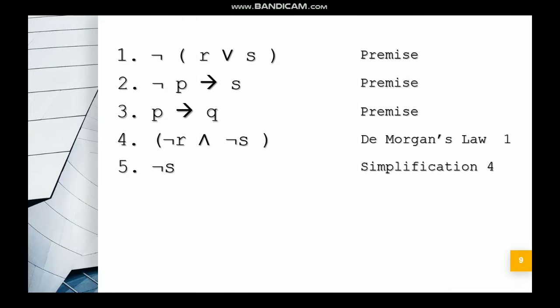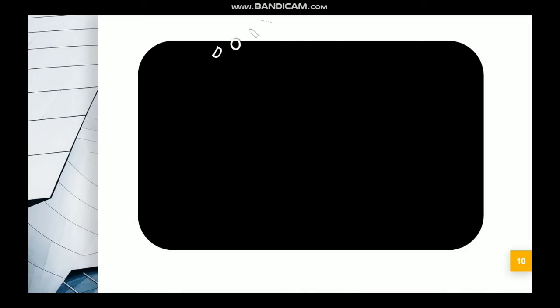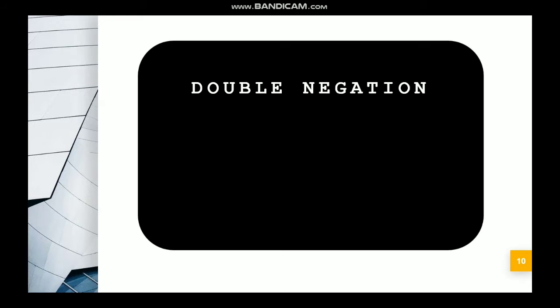And for our seventh step, we will use number 6 by applying double negation. In double negation, we will just terminate the two negations so that the proposition will turn into a true value.